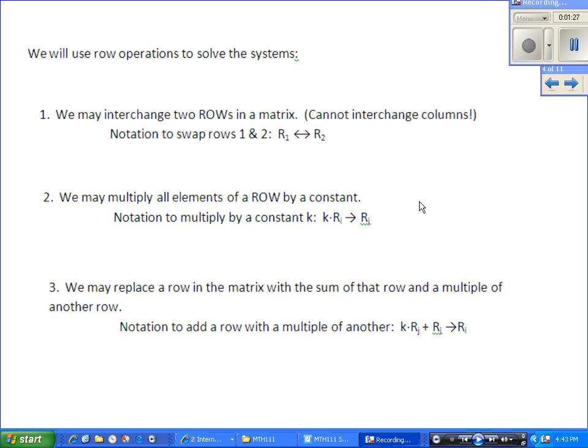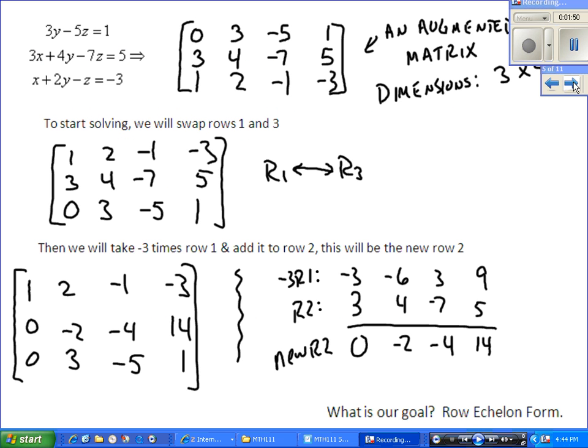We can multiply all elements of a row by a constant. So we can take like 2 times row 2, and that's our new row 2. We can replace a row in the matrix with the sum of that row and a multiple of another row. We use this one a lot. So you might say take -2 times row 1, add it to row 3, and make that the new row 3. And let's look at some examples to help you with this.